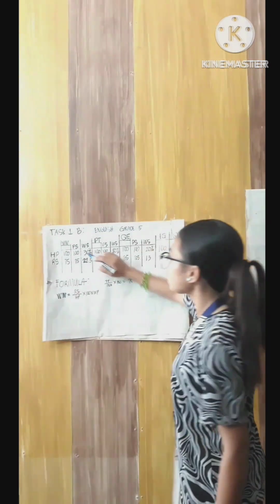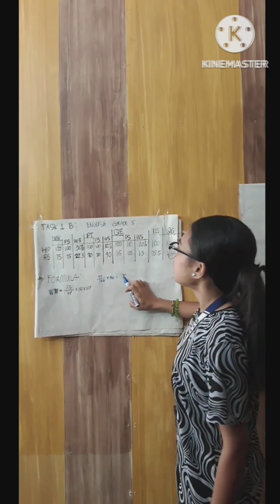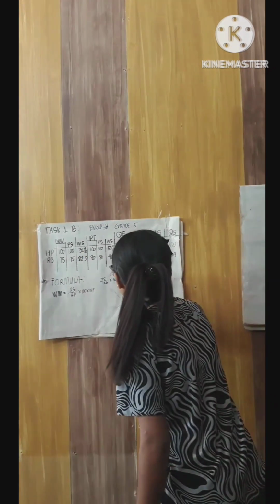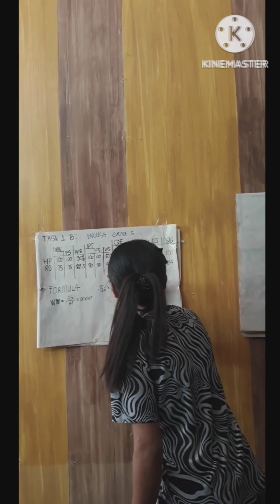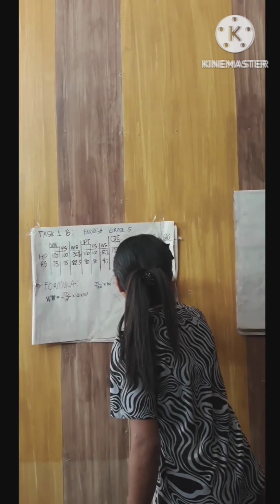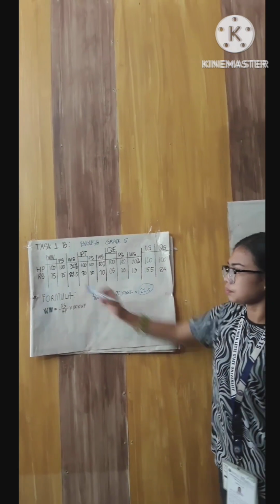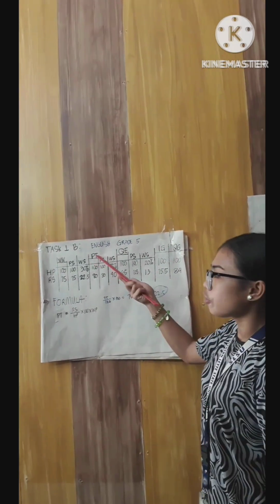To get the weighted score, we need to multiply the 75 by 30%. So 75 times 30% equals 22.5. 22.5 is indicated here. Next is the performance task.